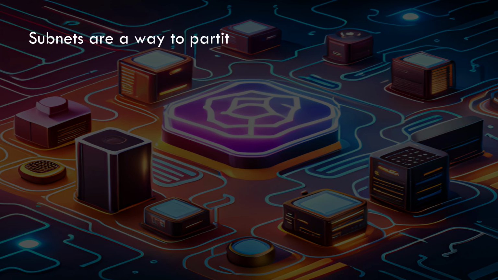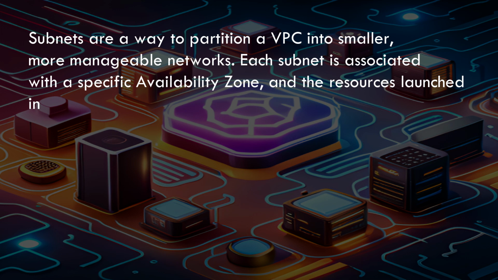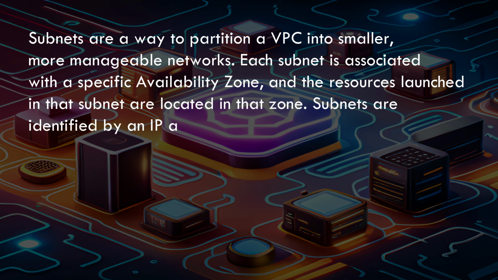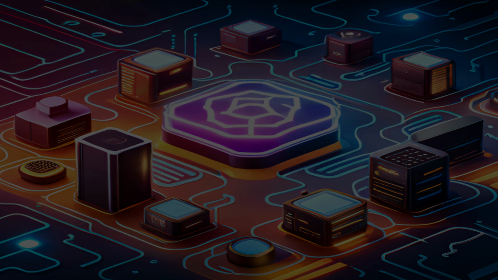Subnets are a way to partition a VPC into smaller, more manageable networks. Each subnet is associated with a specific availability zone, and the resources launched in that subnet are located in that zone. Subnets are identified by an IP address range, and resources within the same subnet can communicate with each other directly, without the need for a gateway.